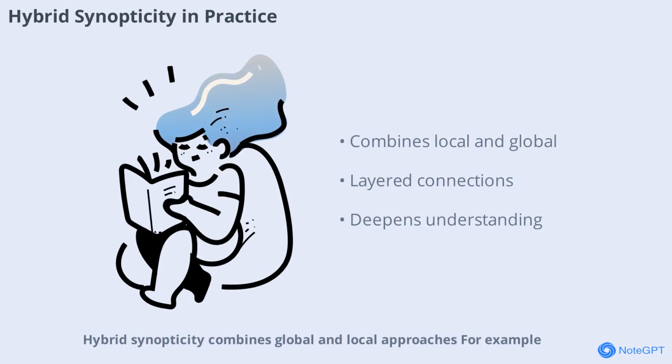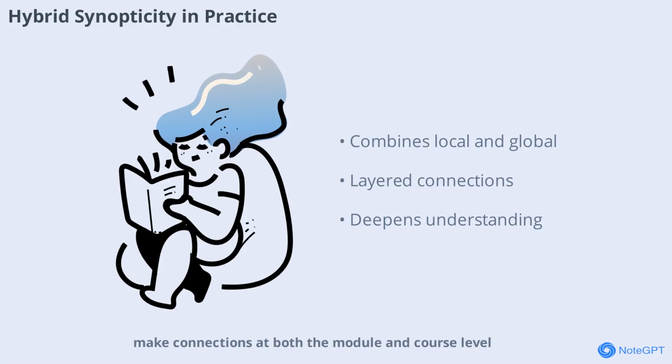Hybrid synopticity combines global and local approaches. For example, A level chemistry A features synoptic assessment in both specific modules and across the entire qualification. Some modules are explicitly synoptic, while all assessment components draw on content from multiple modules. This layered approach ensures students are challenged to make connections at both the module and course level, deepening their understanding and integration of knowledge.